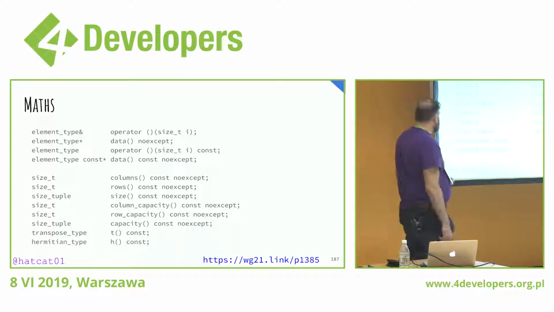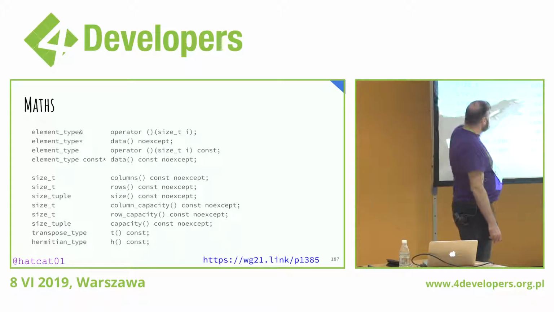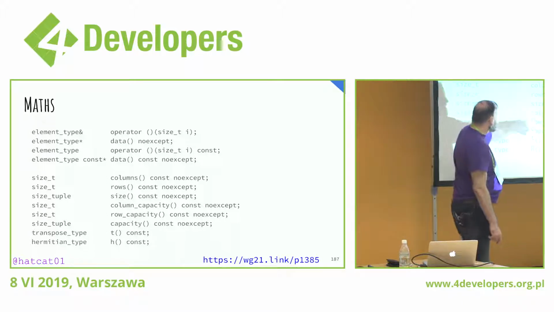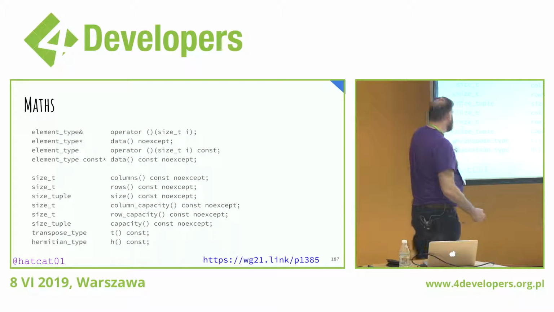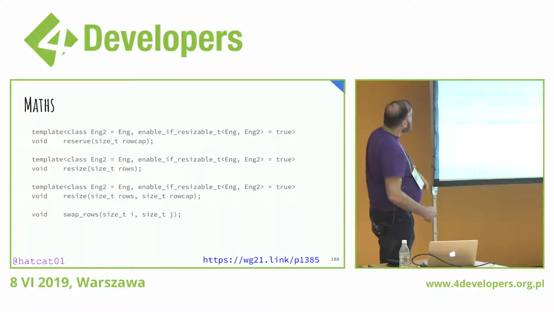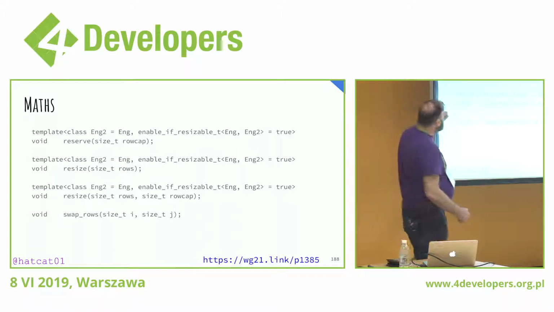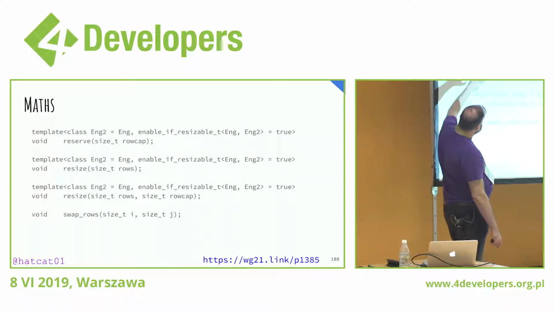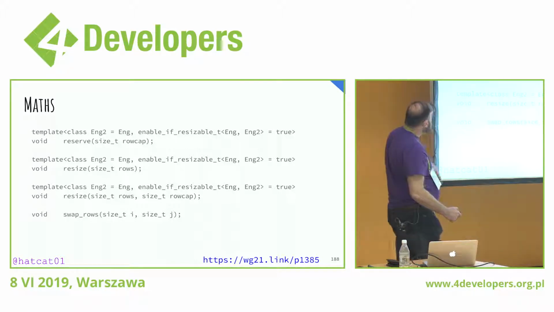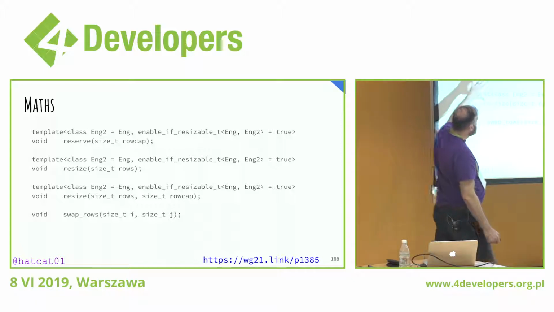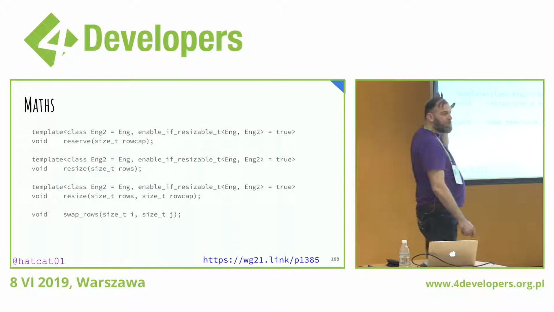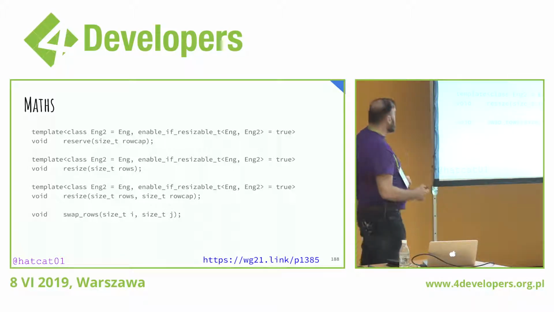Then we have data about the vector, how many columns, how many rows. Do you know what? This is the matrix type, I'm so sorry. And then the size, tuple, column, row capacity, transpose type and Hermitian type. And then, of course, we've got the SFINAE stuff. So we don't enable these functions for non-resizable matrices. So we can reserve, resize, and then swap rows and swap columns. But reserve and resize are only available if it's resizable, which is what this helper trait was for at the start of this section.